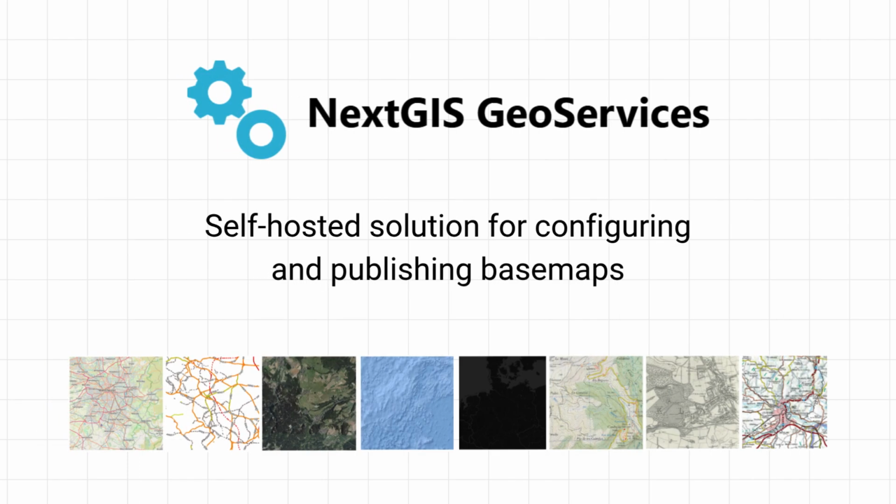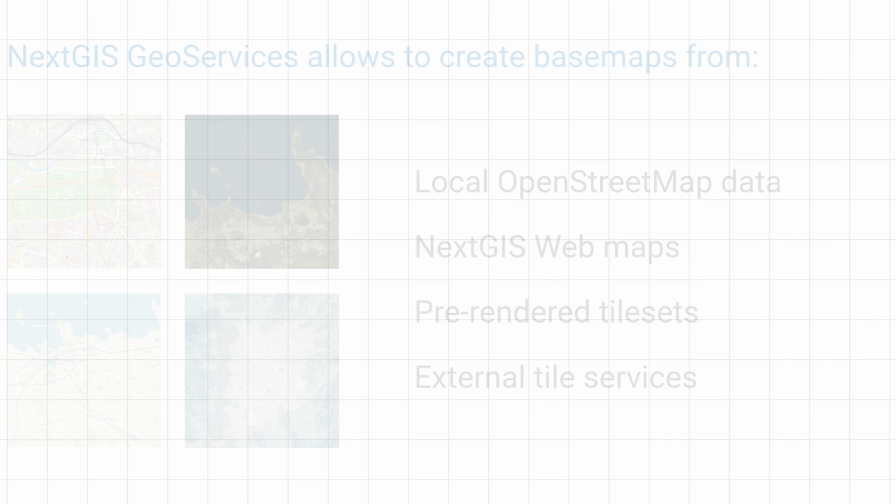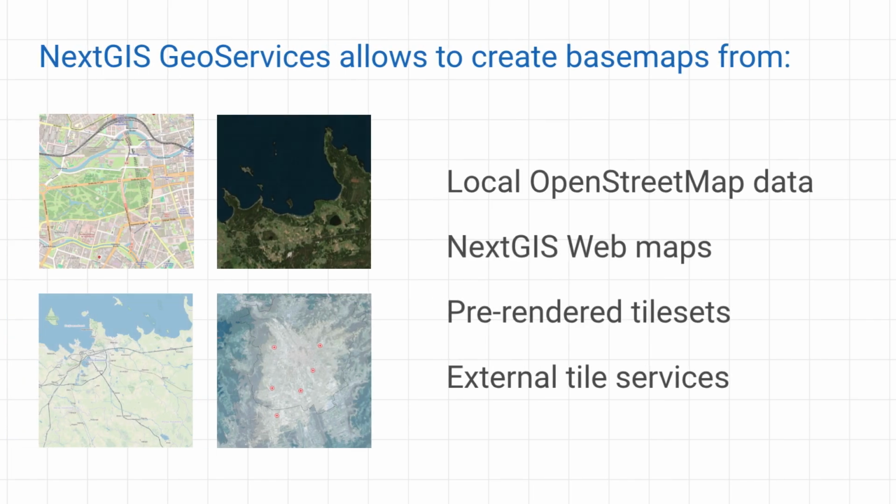To address these challenges, we created NextGIS GeoServices, a self-hosted solution for configuring and publishing basemaps through a graphical web interface. With NextGIS GeoServices, you can create basemaps using OpenStreetMap data, data hosted in NextGIS Web, external tile services, and pre-rendered tilesets. In this video, we will walk through the main usage scenarios.